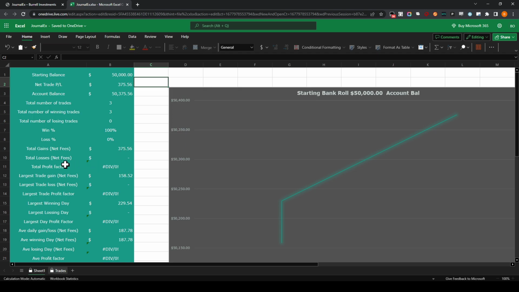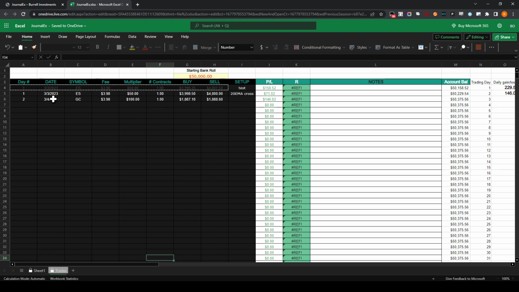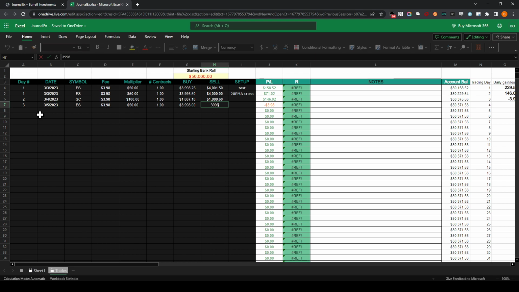And if you want to go back and put a loss in for a trade, it'll give us a little bit more stats. Yeah, I was just going to say I'm seeing a lot of divide by zero, so I have a feeling that I should have put in a loss. Let me put in day three, 3/5/2023, ES, one contract. We bought it at 3,998 and got out at 3,996. Okay, so you can see there now we have a loss.